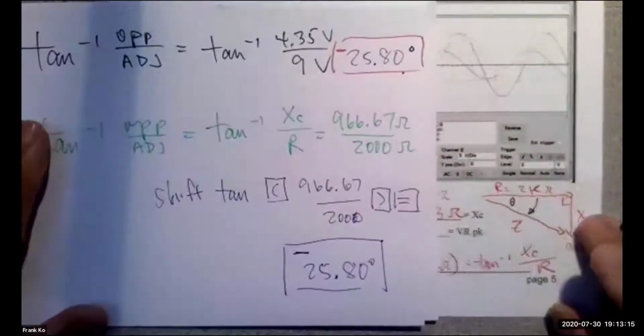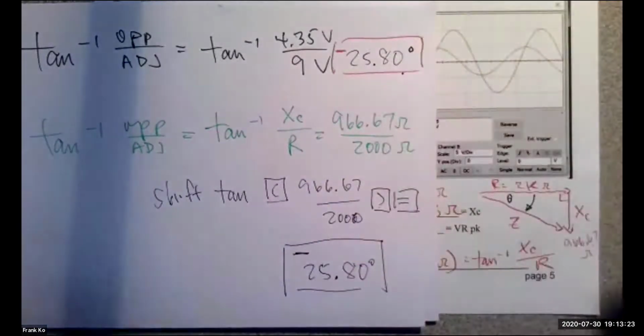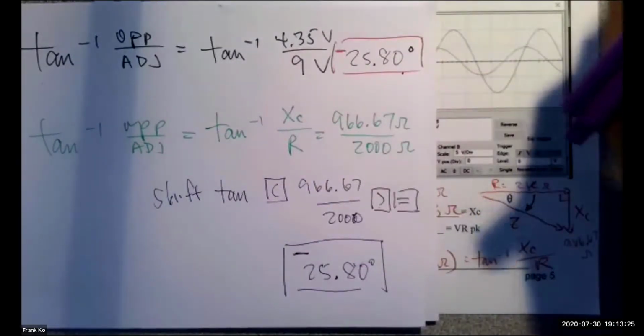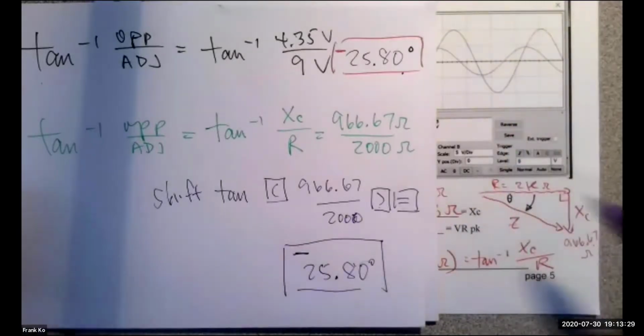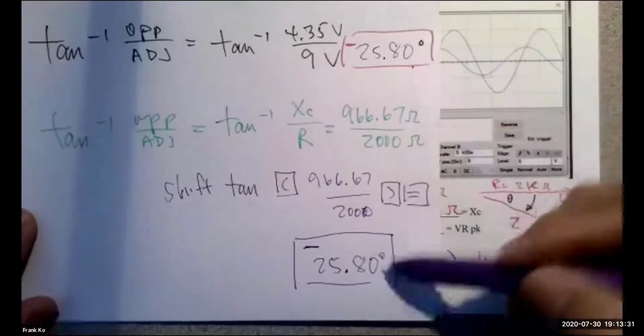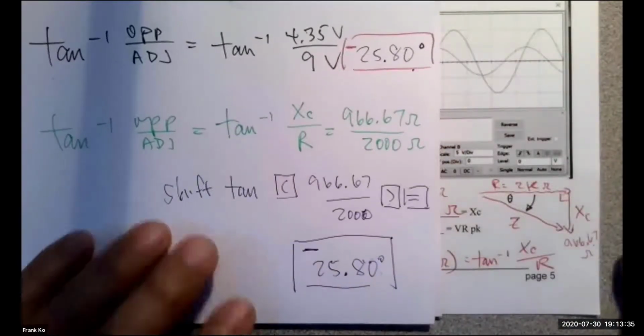because our triangles are identical except for one is measuring ohms, the other one is measuring voltage. So you can double check. You can use either triangle. Was an earlier question, do we do this with voltage or do we do this with ohms? You could do it with either one. You better end up with the same phase angle. Any questions on page 5?